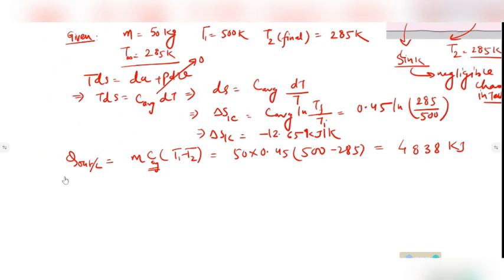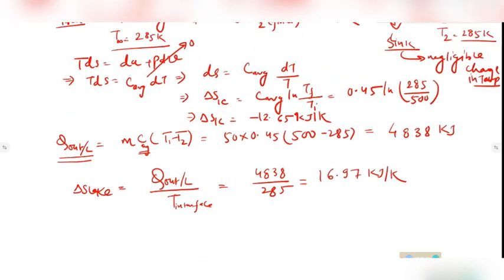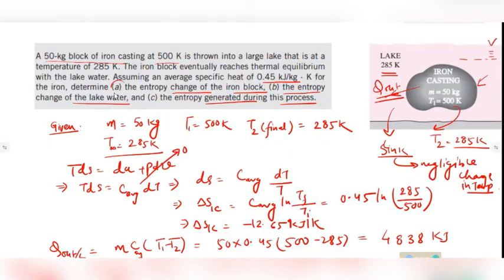Since this Q out is going into the lake, the change in entropy of the lake we can calculate as Q out to lake from the block divided by T, the interface temperature between the lake and block. So this is 4838 divided by 285. Therefore, this will come as 16.97 kilojoule per Kelvin. So we have identified part A and part B. Now coming to part C.